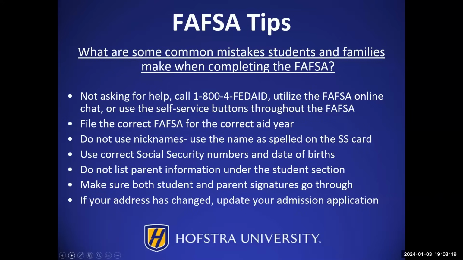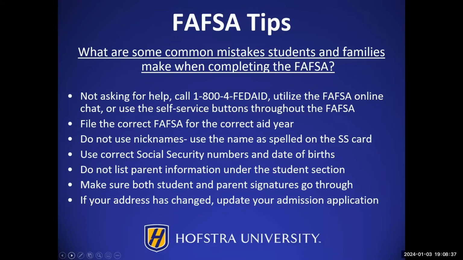The next would be filing the correct FAFSA for the correct aid year. At this time, there are two aid year applications available. There is the current academic year, which is the 23-24 academic year, and there is the next year, which is the 2024-2025.